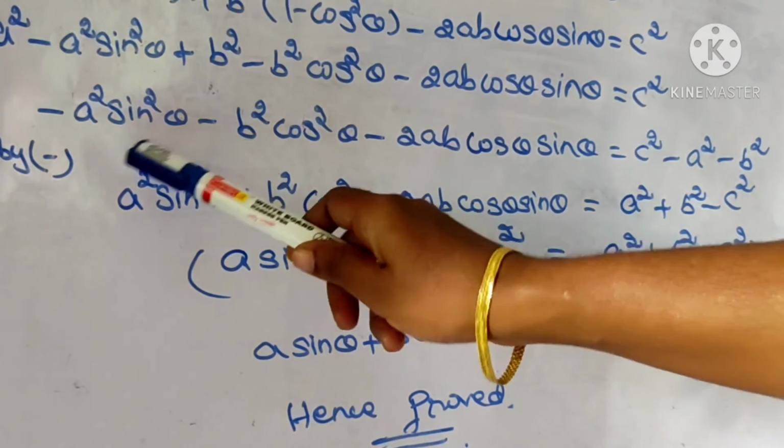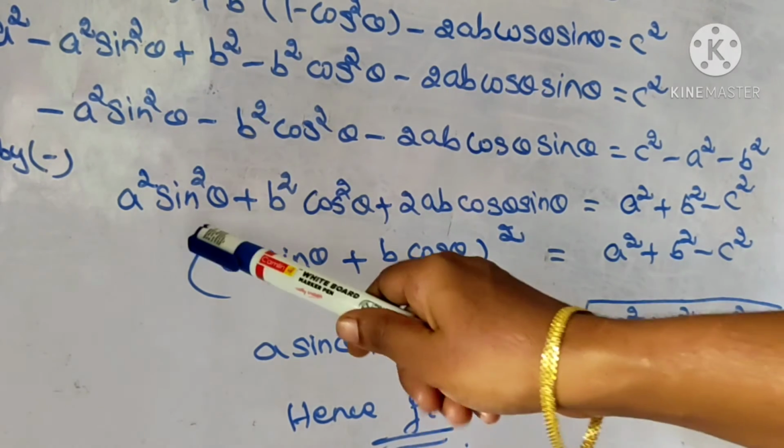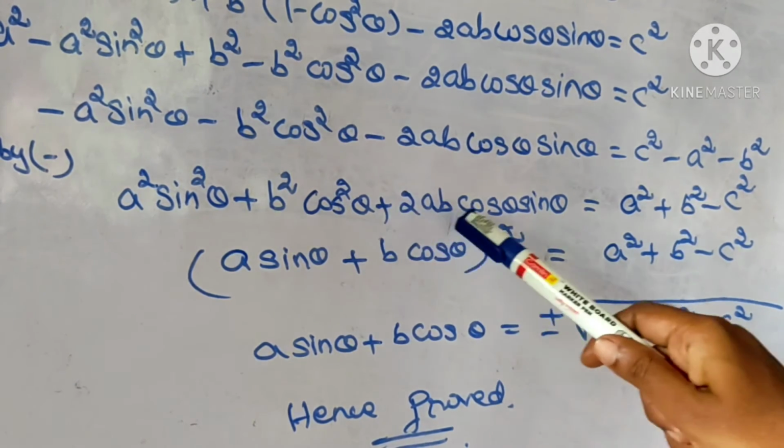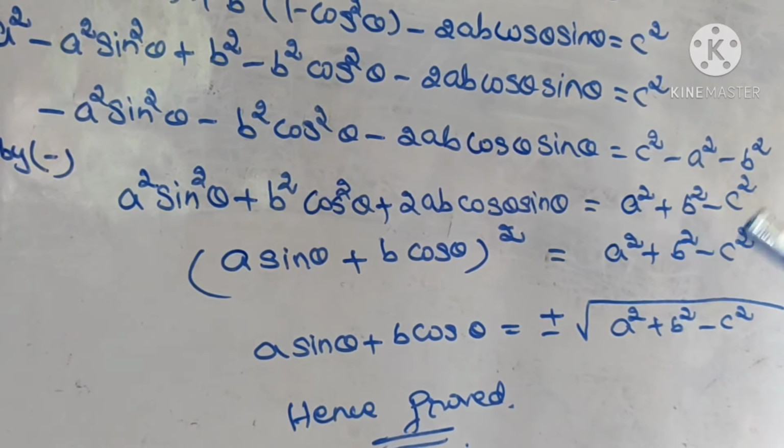Multiply by minus 1. So the negative terms become positive, and positive terms become negative. So A square sin square theta plus B square cos square theta plus 2AB cos theta sin theta is equal to A square plus B square minus C square.